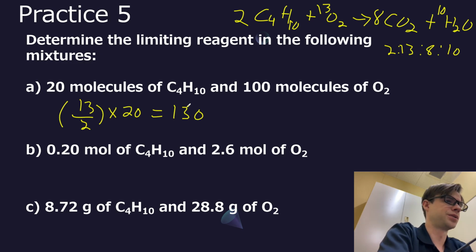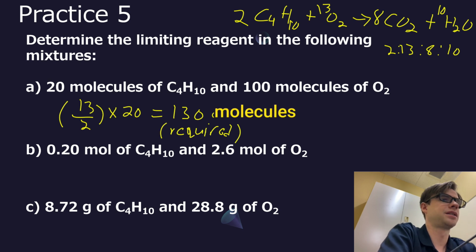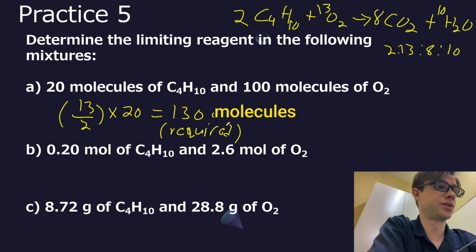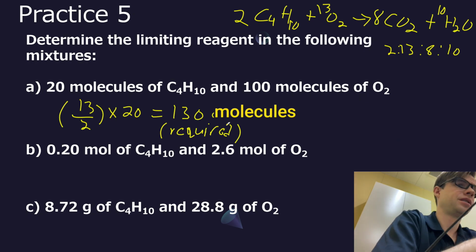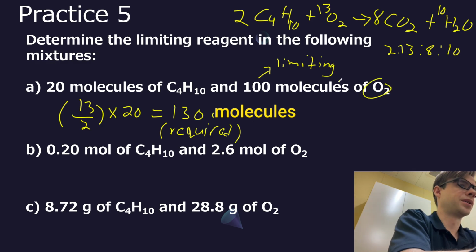So this is what's required for the oxygen. 130 required. Do we have that? No, we don't have enough oxygen to react with all this C4H10. So this will be all consumed. O2 is limiting. And then our 20 molecules of C4H10 is excess.